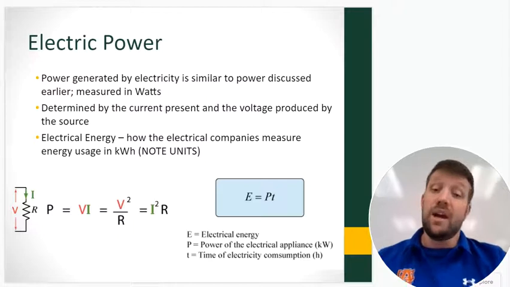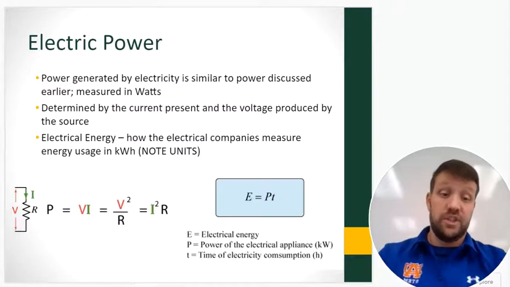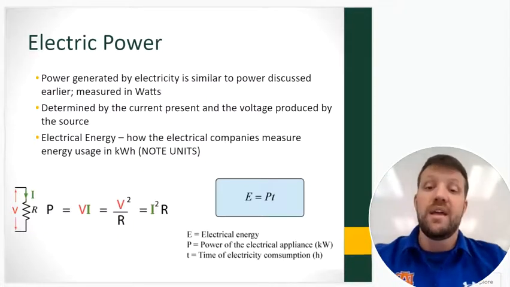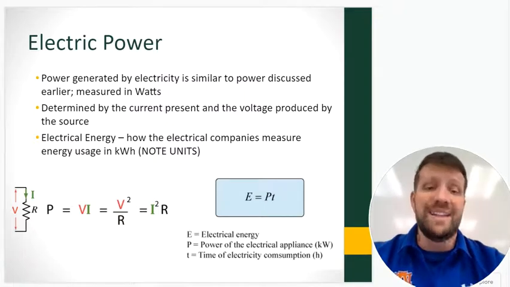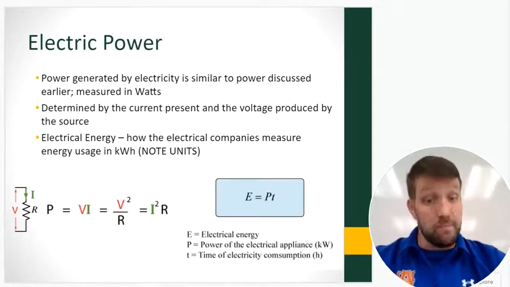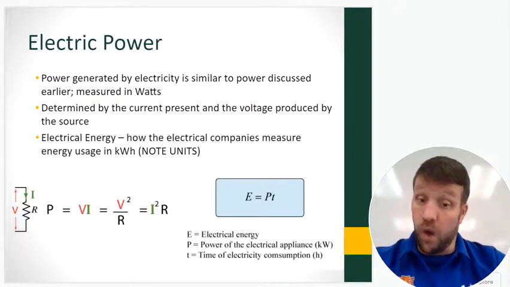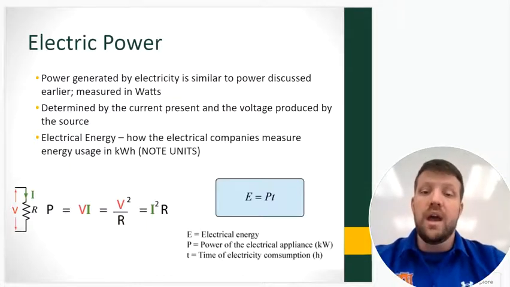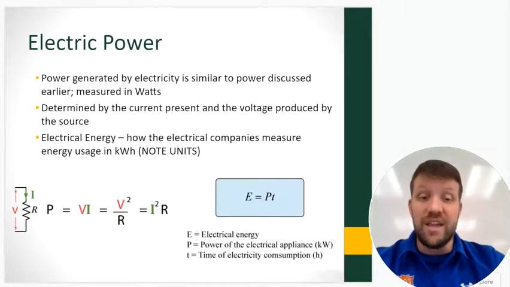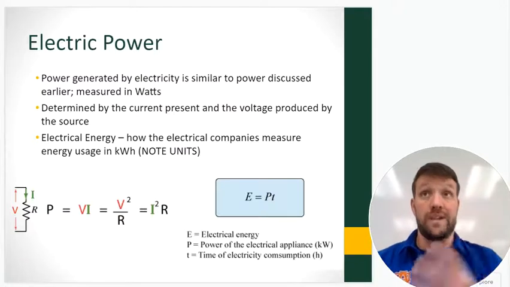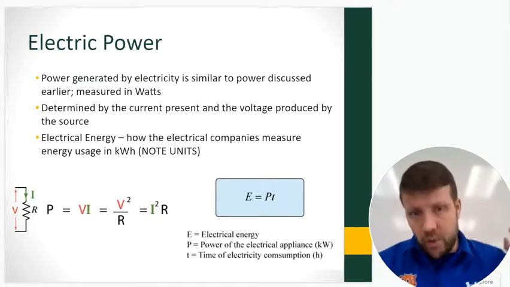Now, speaking of which, we do all this to generate electrical power, right? This is power generated by electricity, and it's similar to the power discussed earlier. It's measured in watts, okay? And that's important. So this is measured in watts. So electrical power, it's what we use to power objects. It's determined by the current present and the voltage produced. So current being that amount of electricity, voltage being how quickly it's being pushed.